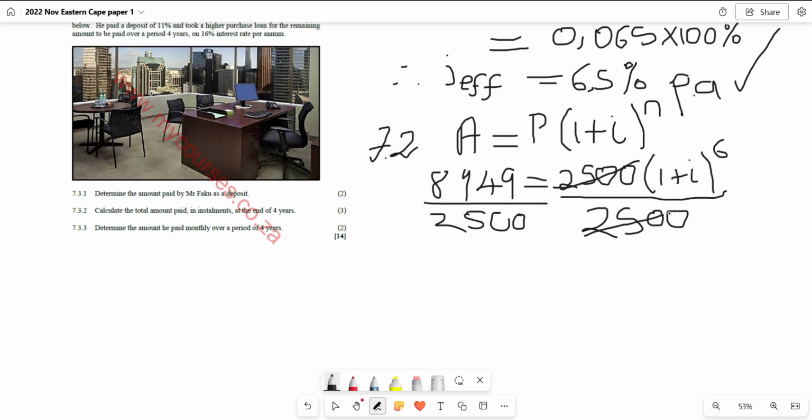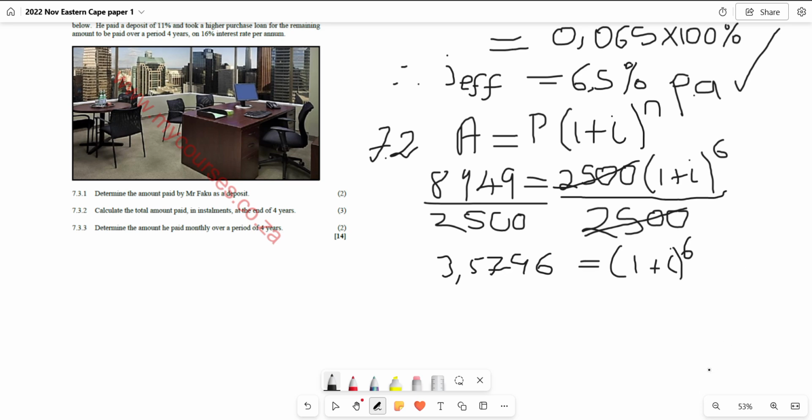2,500 here, cancel with 2,500 here. Then the left hand side of the equation, we have to simplify. Then we are going to say 8,949 divided by 2,500. That gives us 3,5796. That will be equal to, in bracket, 1 plus I close bracket all to power of 6.